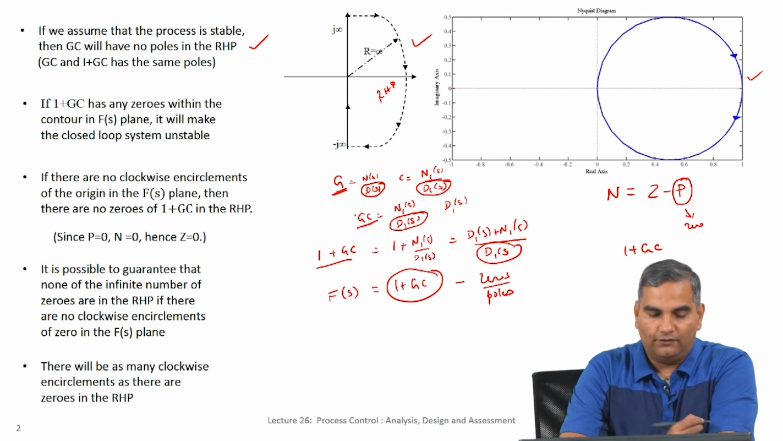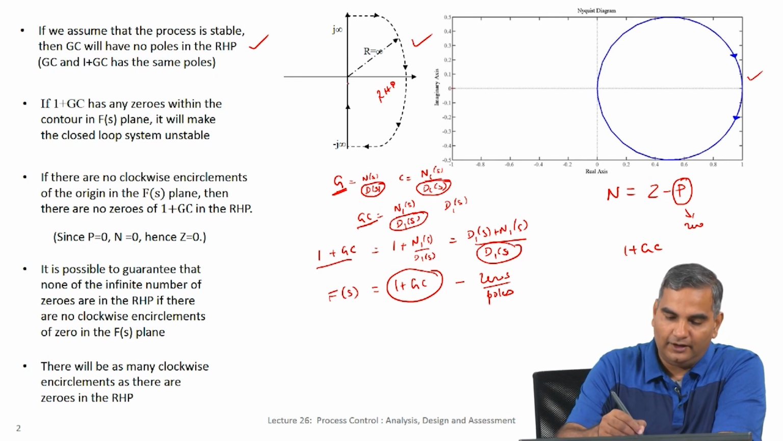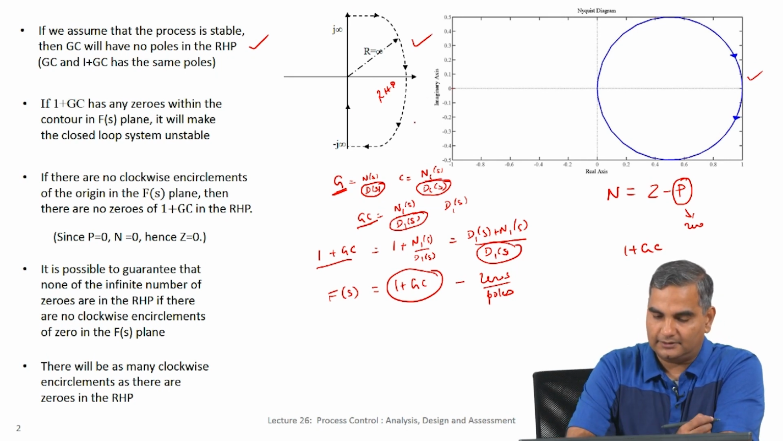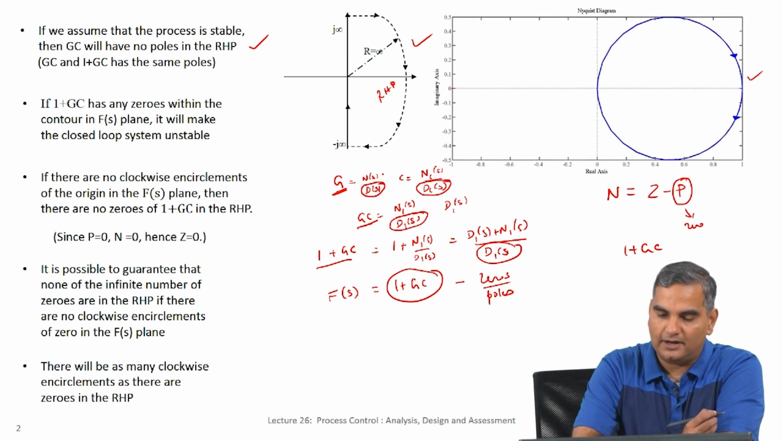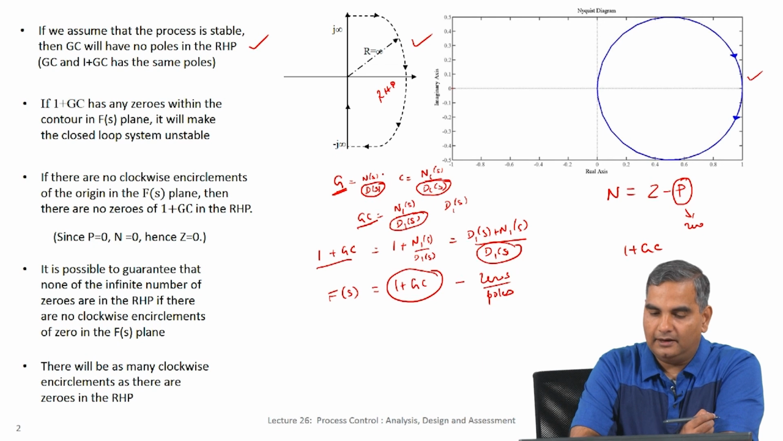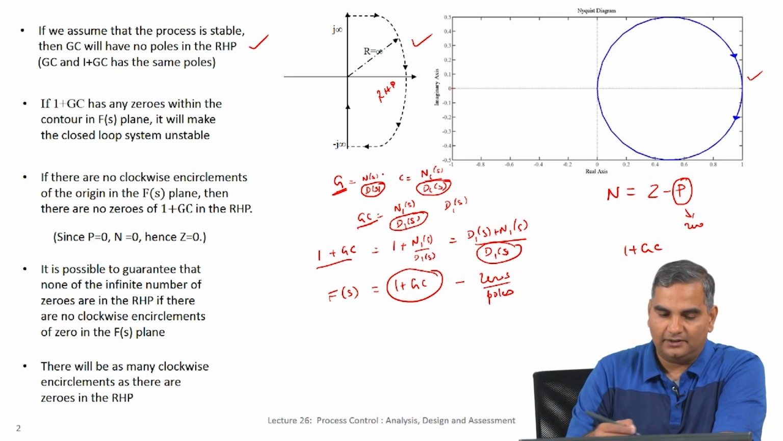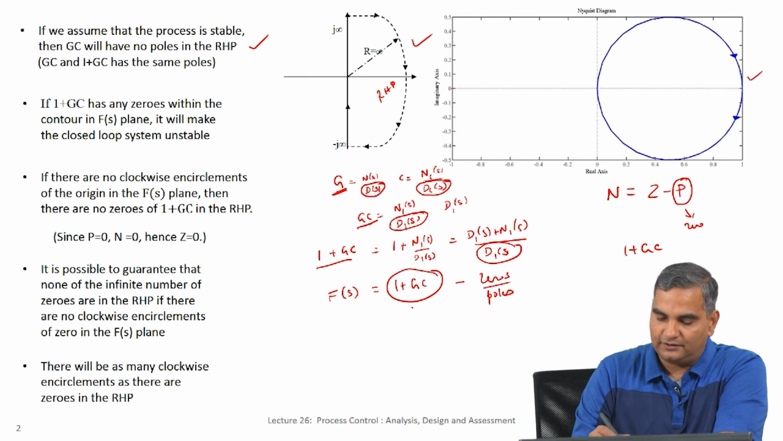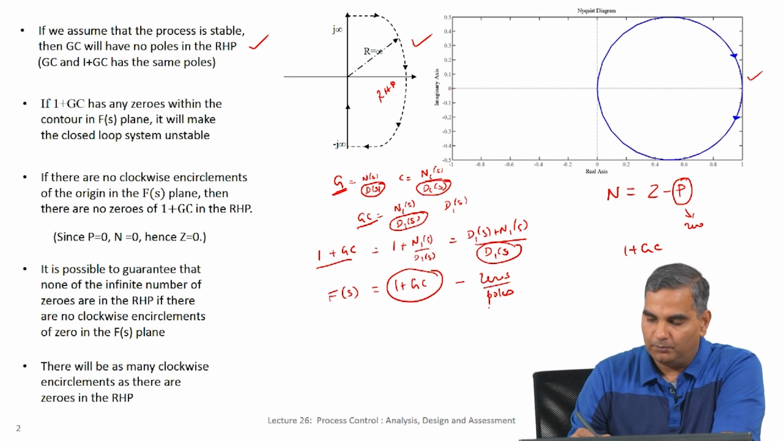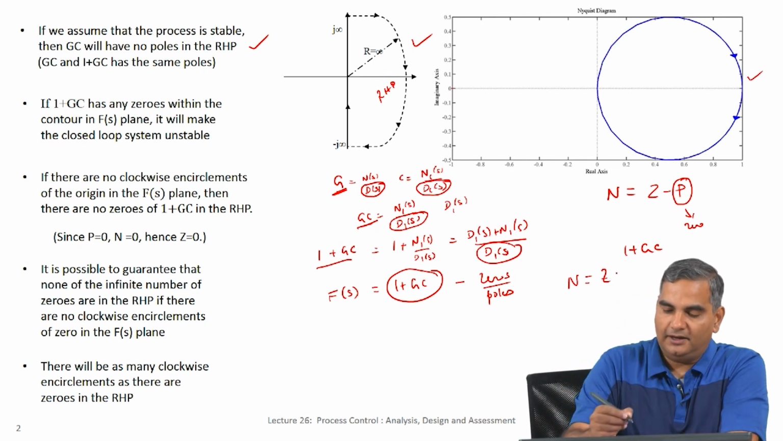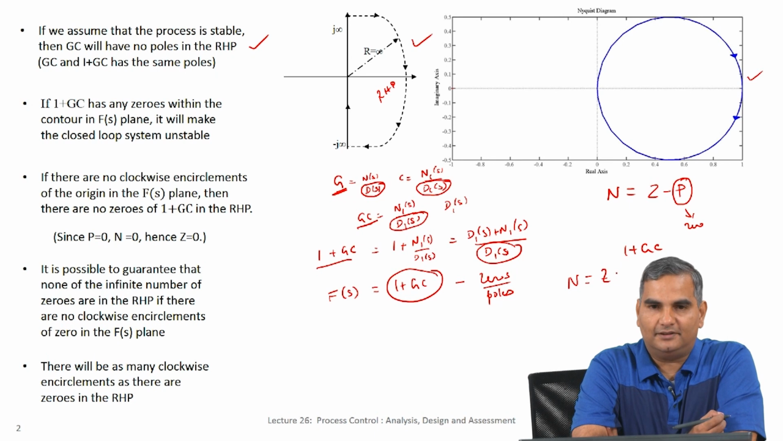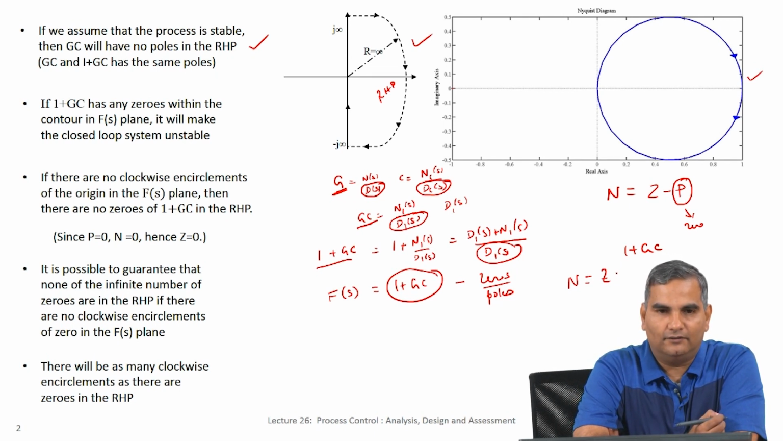Okay. So, for stable systems, when I look at this contour, going from minus j infinity to plus j infinity and all the way through a large circular path, then when I look at these encirclements, if the process is stable and the F of s that I am considering is 1 plus GC, poles are 0. So, the result is N equals Z. So, the number of clockwise encirclements will be equal to the zeros of 1 plus GC. This is the most important and interesting result from a control viewpoint.